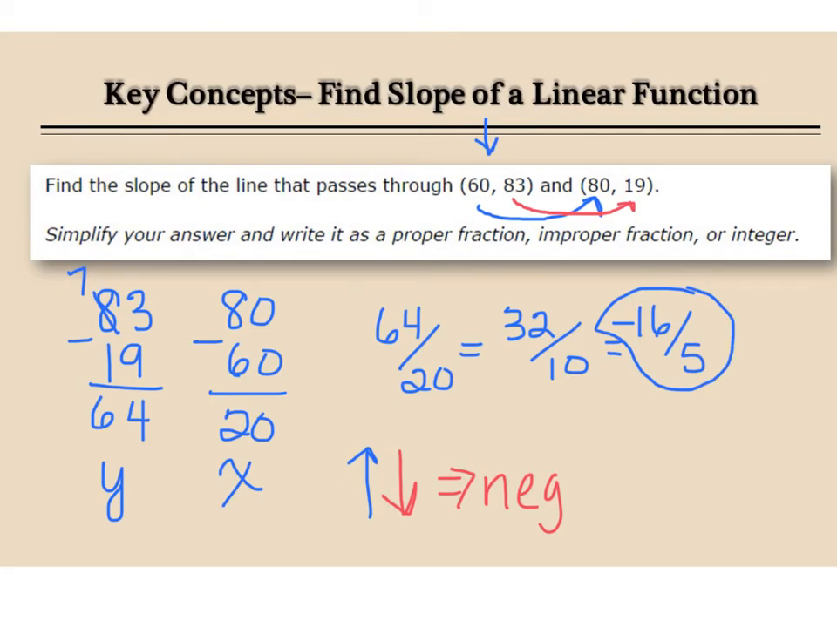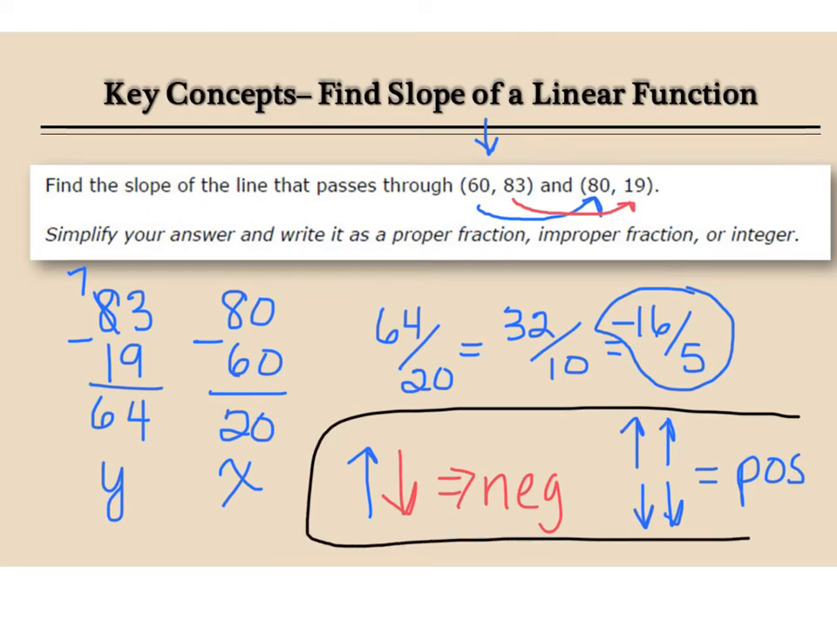If the changes in both of them were both positive or both negative, then slope is positive. So you want to write this somewhere in your notes: if one of the numbers is going up and the other one's going down, or the change is going up, the change is going down, you have a negative slope. If they're both going up or they're both going down, the slope is positive.